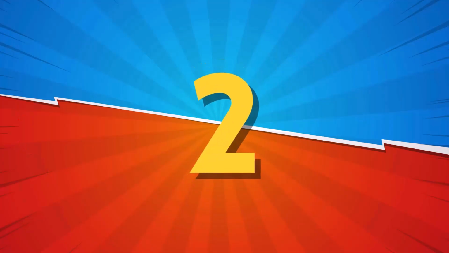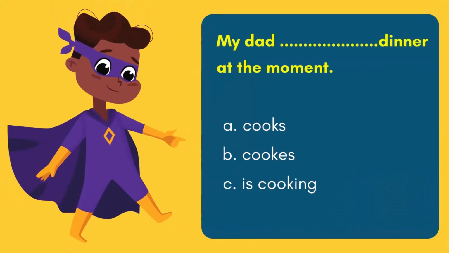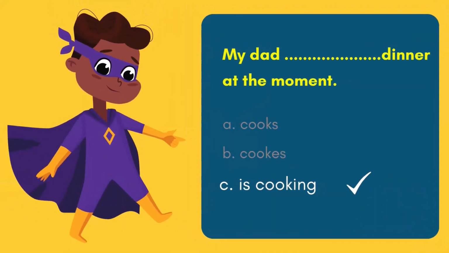Number 2. My dad dash dinner at the moment. A. Cook. B. Cooks. C. Is cooking. Answer is C. Is cooking.